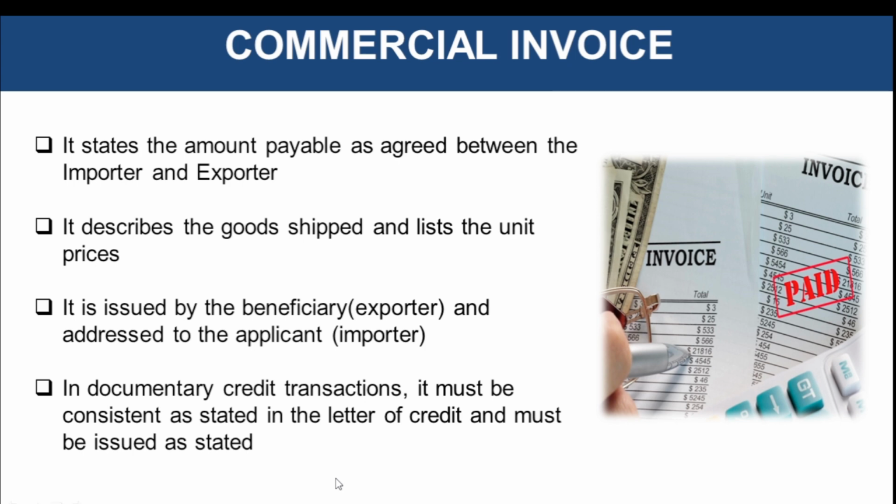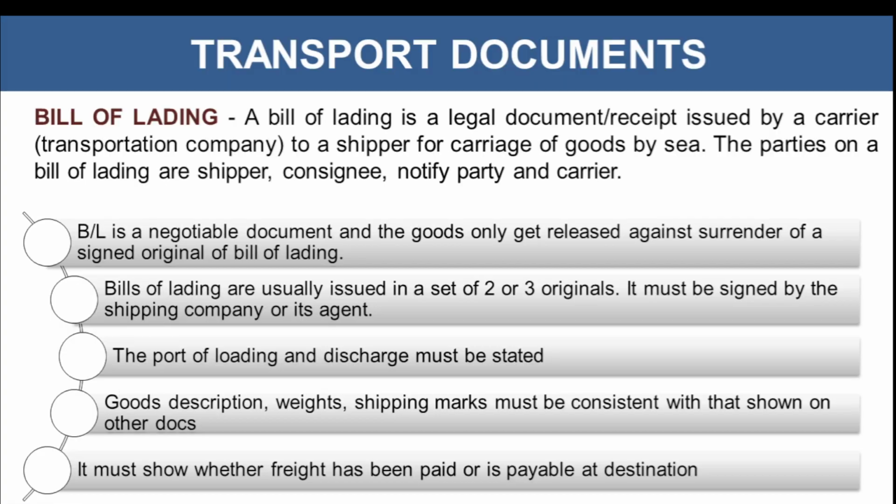Now we will be moving to our next important trade document, which is transport documents. Bill of lading. A bill of lading is a legal document or receipt issued by a carrier or transportation company to a shipper for carriage of goods by sea. Parties on a bill of lading are shipper, consignee, notified party, and carrier. We already discussed that a transport document serves as proof or evidence that transportation is being done. The goods are being carried from one country to the destination country, loaded and dispatched, and the description of the goods will be mentioned.